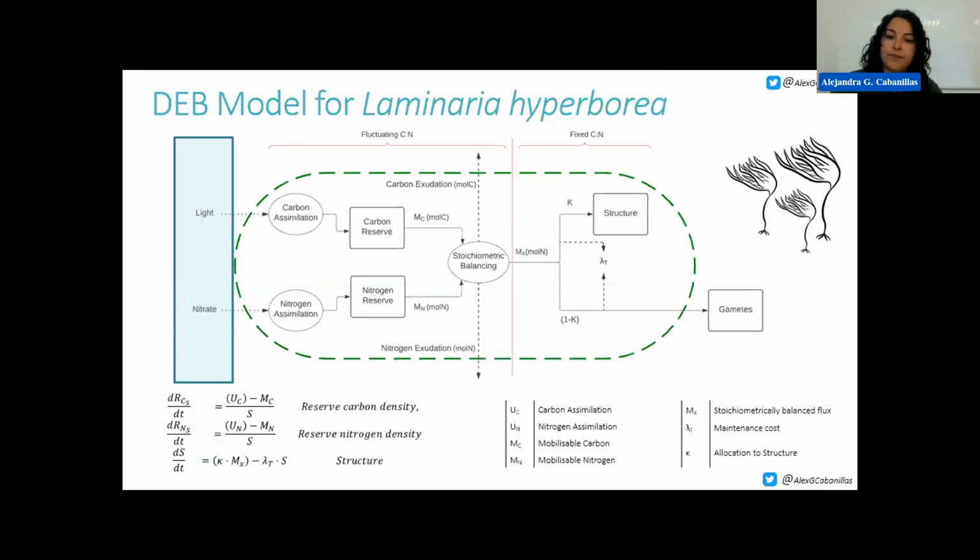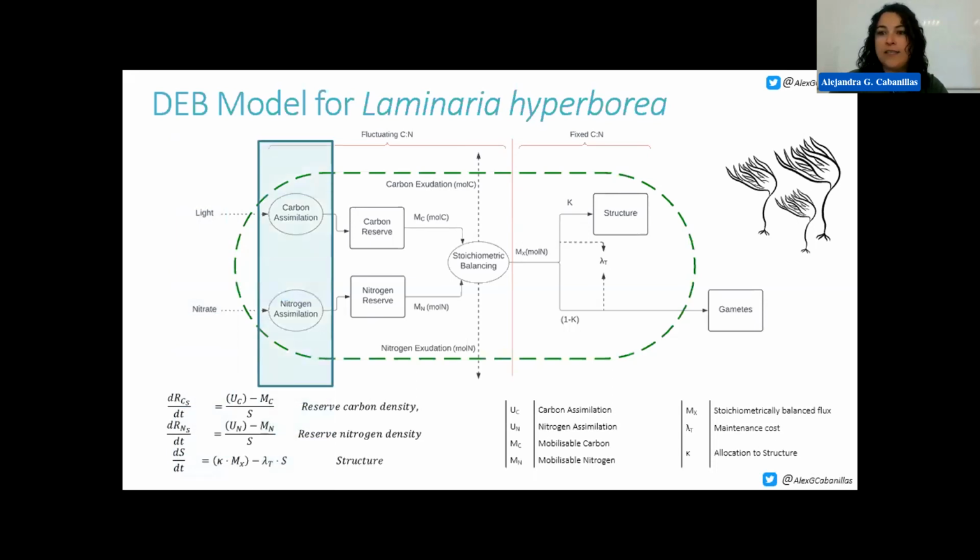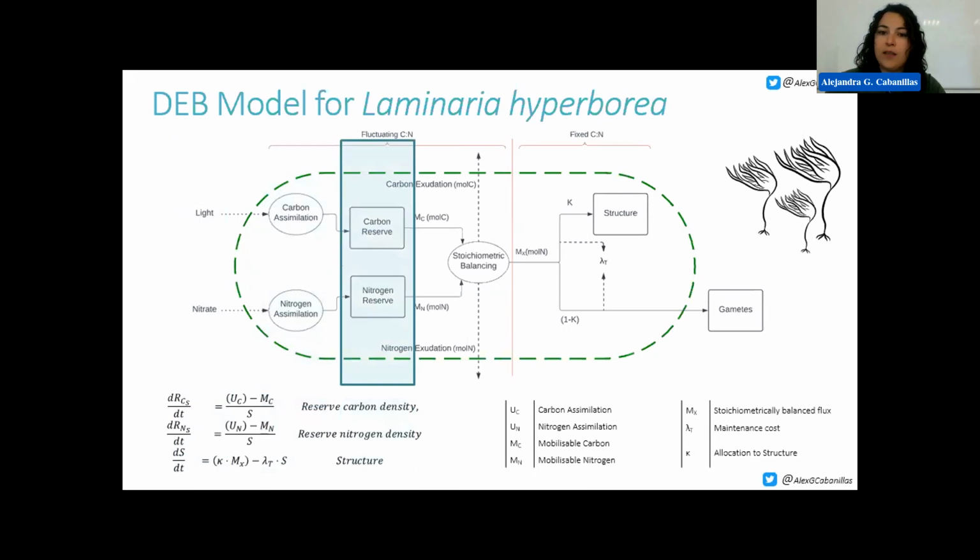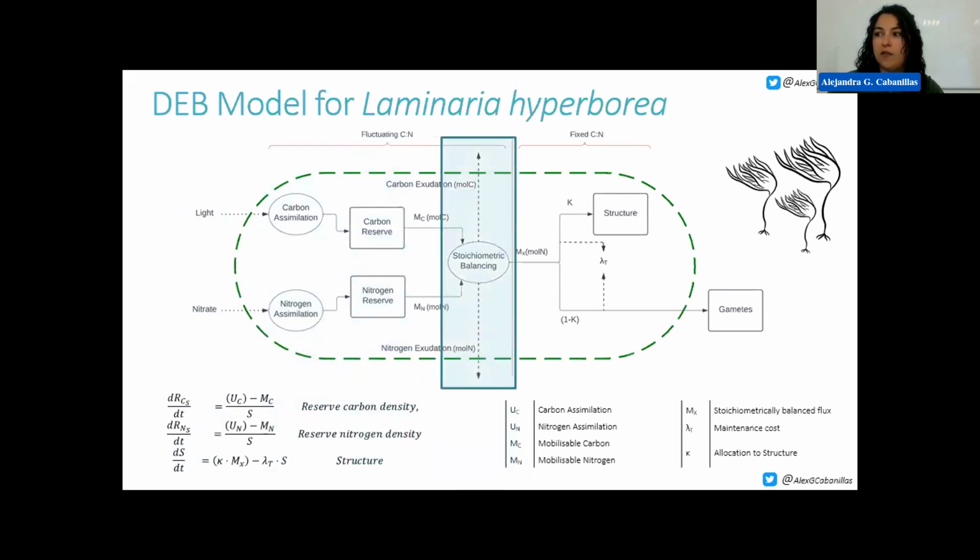The model is also capable of defining how much energy that is not used for growth can then be used for reproduction. So how does our model then go from how much light we have to how much our plants grow? So first, energy is taken from the environment. Then it is assimilated into the reserves. Then we have to enforce our stoichiometric balance of the structural compounds. So we have our tissue with the same composition.